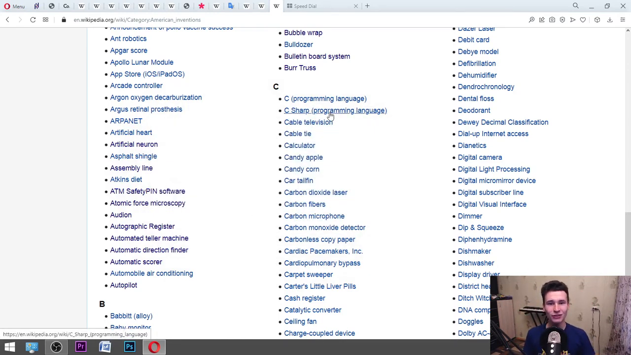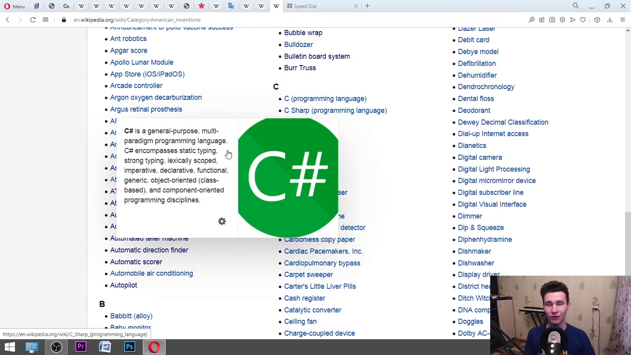Okay, let's go. C sharp next. It is C, or maybe synchronously, and synchronously and asynchronously could be. C-sharp is a general-purpose, multi-paradigm programming language. C-sharp encompasses static typing, strong typing, lexically scoped, imperative, declarative, functional, generic, object-oriented, class-based, and component-oriented programming disciplines.